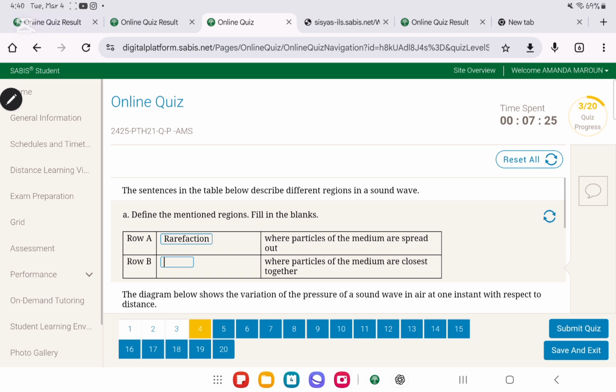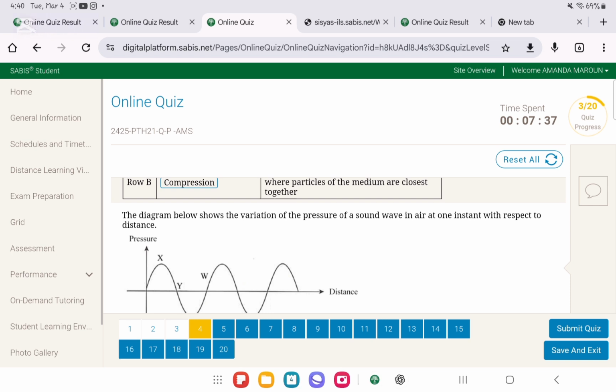For rho B, it's going to be compression, because you are bringing the particles of the medium close together. So this is going to be compression. I'm not sure if I wrote it correctly, so let us see in the end.